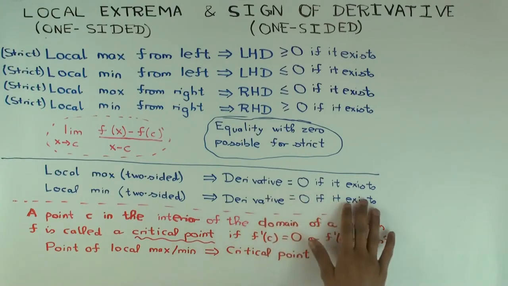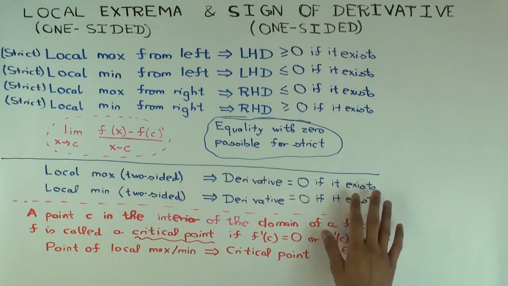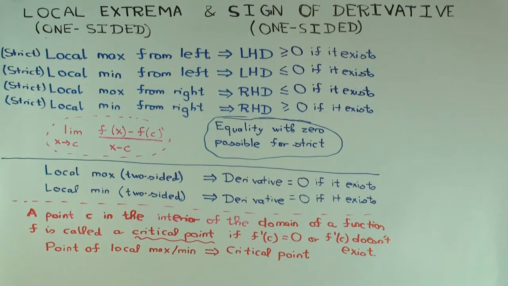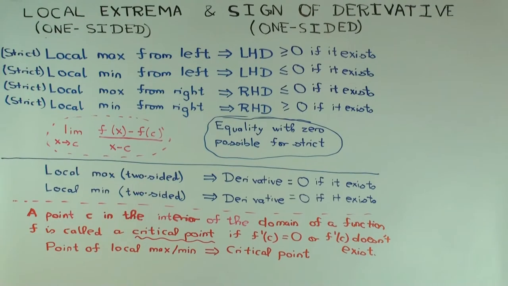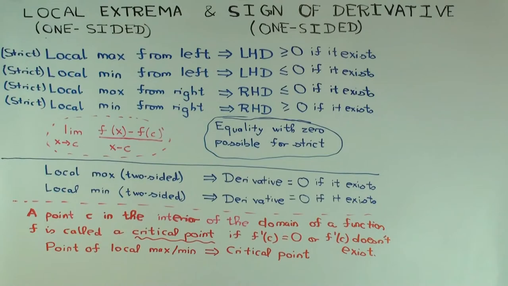So by the way, the derivative not existing, how could that happen? Well, it could happen in sort of two ways. One is that the left-hand derivative doesn't exist or the right-hand derivative doesn't exist. So it could happen because one of these one-sided derivatives doesn't exist. But it could also happen because the two one-sided derivatives exist but are not equal. So it could happen either way.